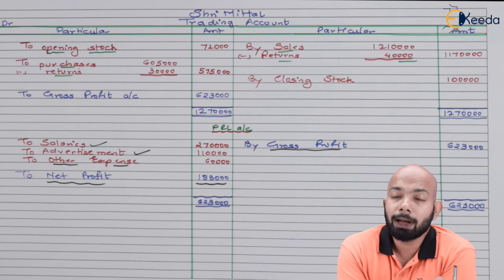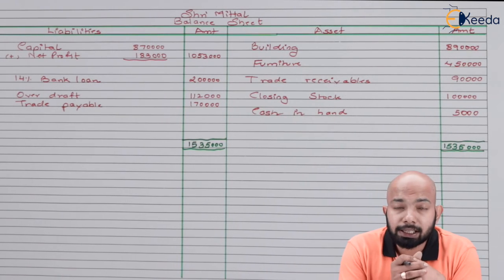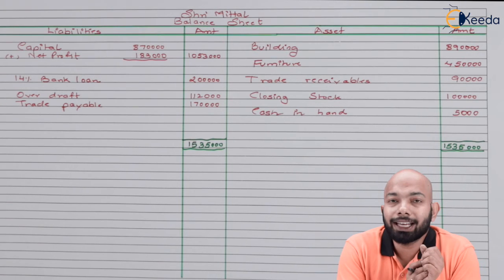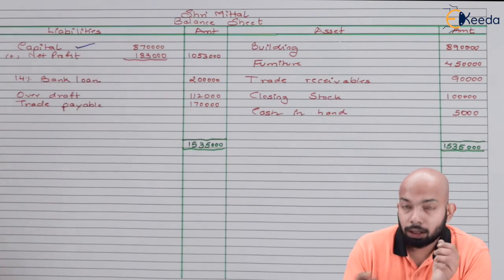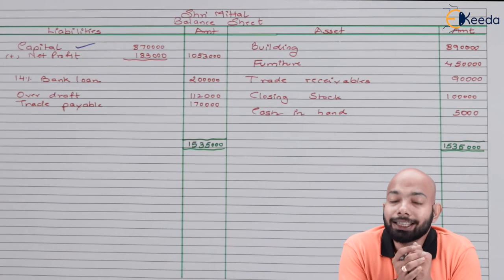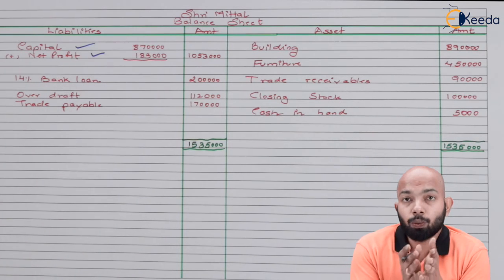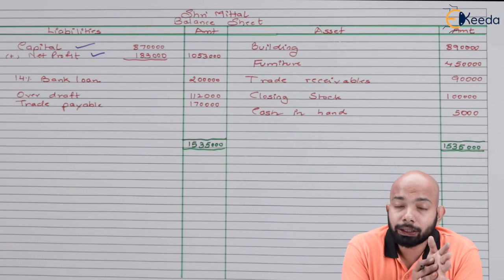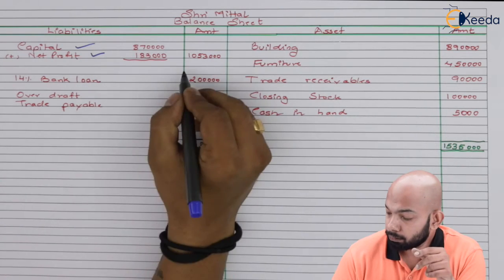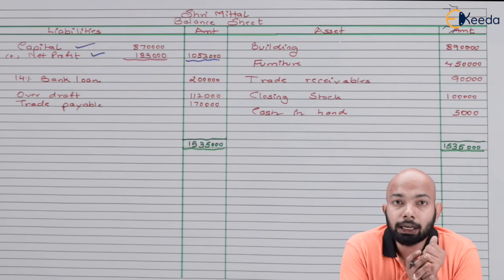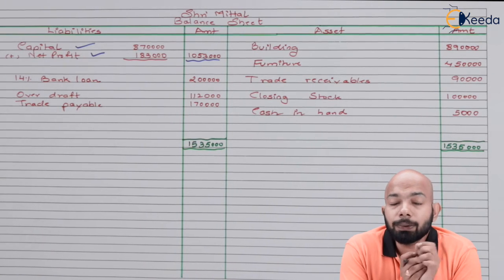So let's start with the balance sheet preparation now. Now, as you can see, we have prepared the balance sheet for Sri Mittals Limited. We have mentioned the first item on the liability side, that is capital 8,70,000. In that capital, you have to add the net profit that you have figured out in the profit and loss account. So 1,83,000 will be added into 8,70,000, and the balance will be moved in the outer column, which will be 10,53,000.